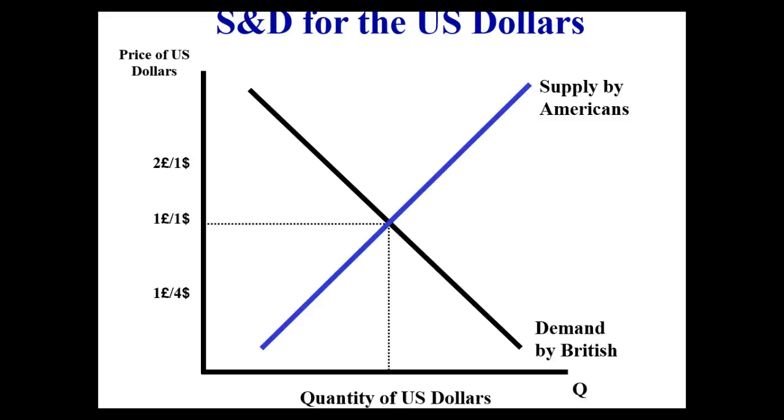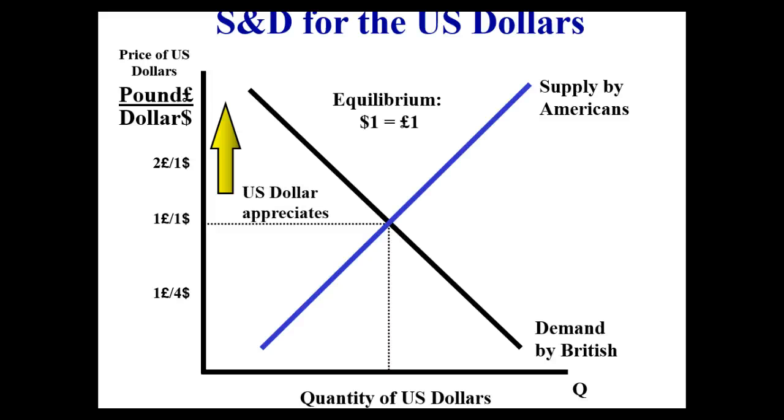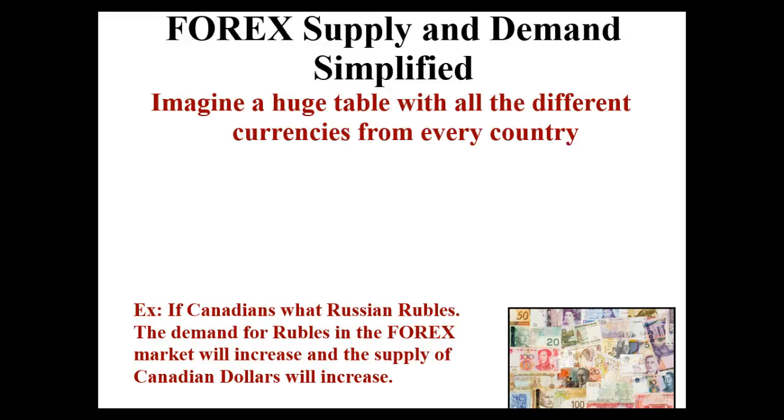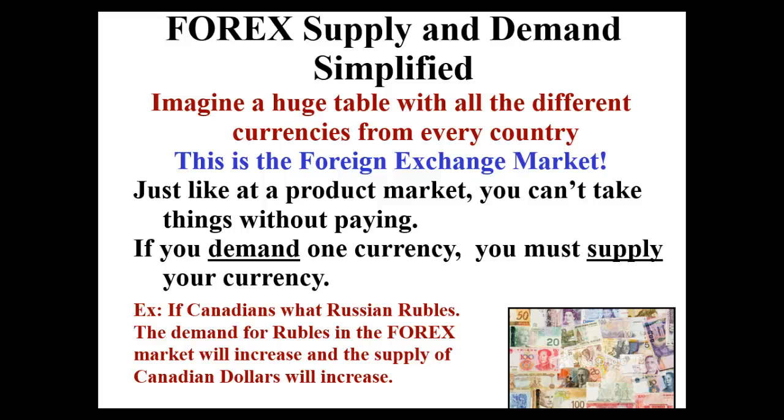And just like supply and demand, things are going to shift on here. The supply by Americans, the demand by the British, things are going to shift this graph back and forth. And you see here that as it goes up from that equilibrium point, we talk about the dollar appreciating. As it goes down from that equilibrium point, we talk about the dollar depreciating. So let's skip this one if you want to pause and read this. It's the same thing we've been talking about.